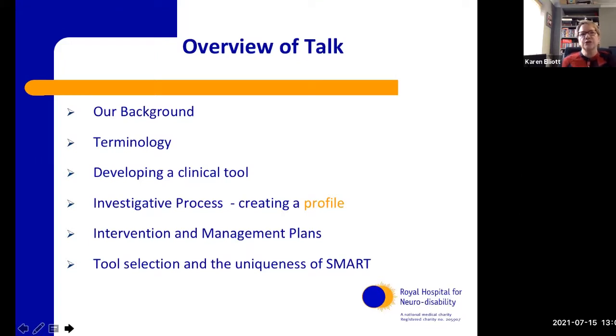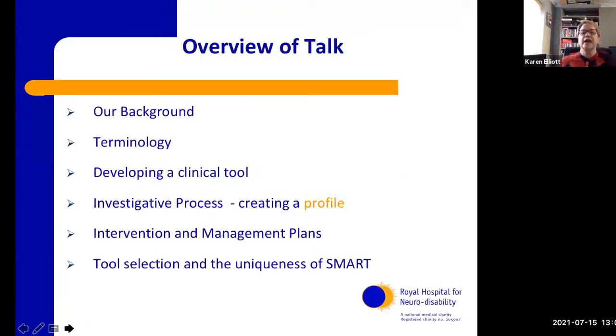We're then going to go on to what we do with that information, and that's primarily taking it into formulating intervention and management plans. And at the end, we're going to talk about what's quite a hot topic really in the PDOC world, which is about tool selection. We're going to talk obviously about SMART primarily, but it's also about deciding which tool is best for your particular context and your particular client, and we're going to address that a little bit at the end.